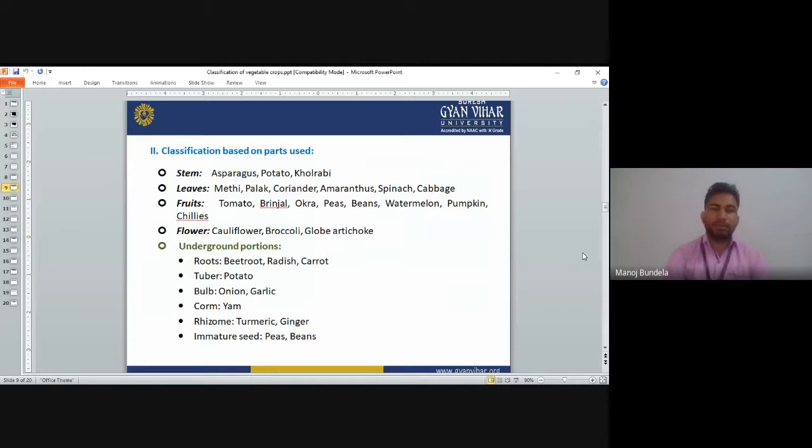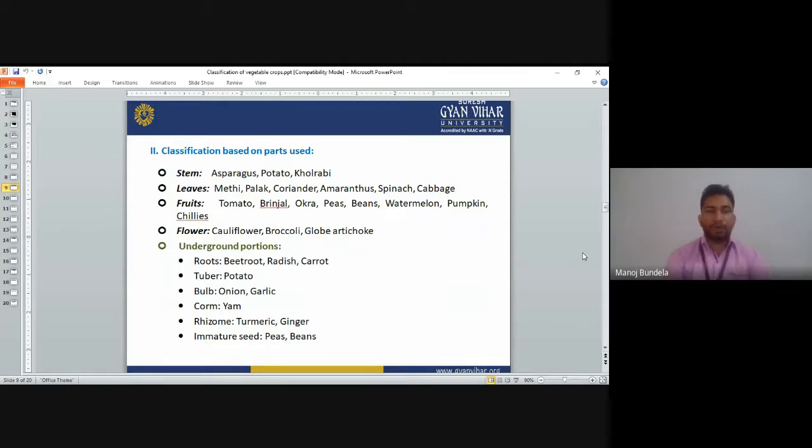Classification of vegetables based on the part used: for different vegetables we use different parts. Some we use the stem, some the leaves, some the fruits, some the flowers, some the underground portion. Based on this, they are classified into five types. First is stem: in some vegetables we use the stem for eating, like asparagus and potato. In potato, the modified stem, the tuber, is consumed.